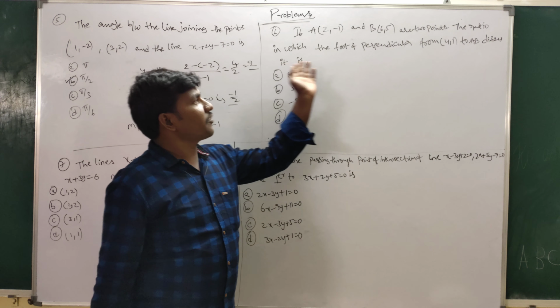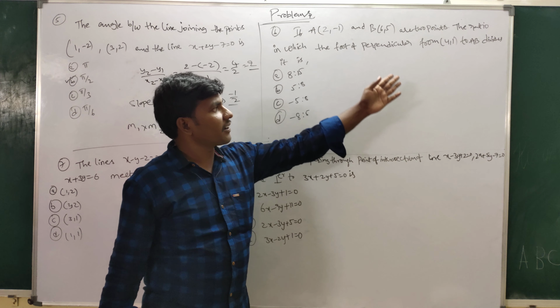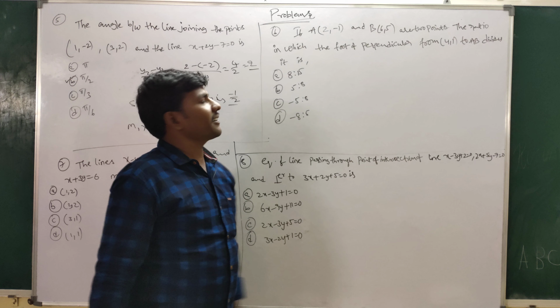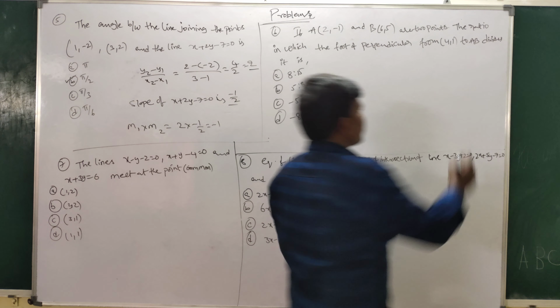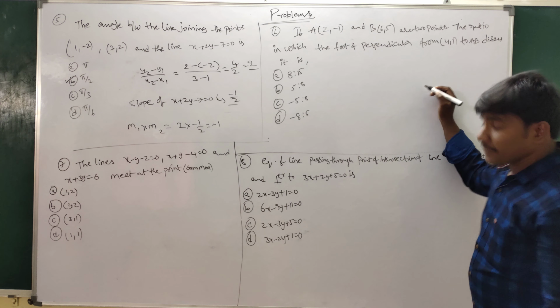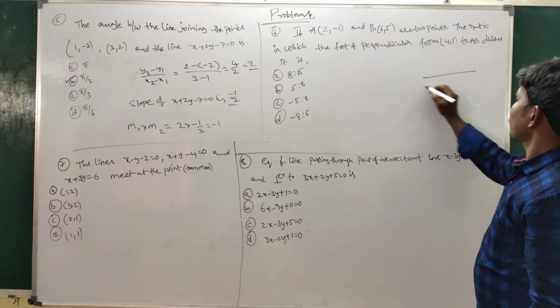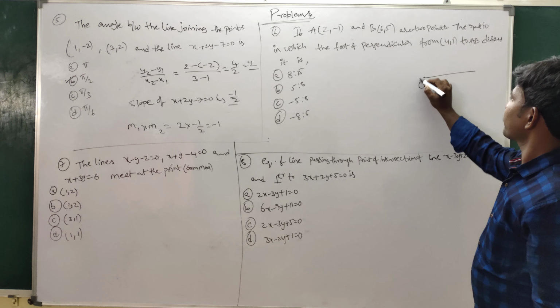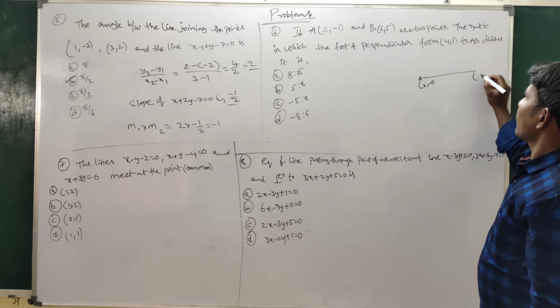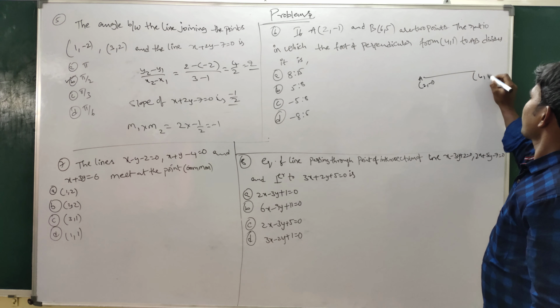Next problem. If A of (2, minus 1) and B of (6, 5) are the 2 points, the ratio in which the foot of the perpendicular from (4, 1) to AB divides it is. So that means first of all we try that AB, (2, minus 1) and (6, 5), from the point (4, 1). We want to find the ratio of AD is to DB.